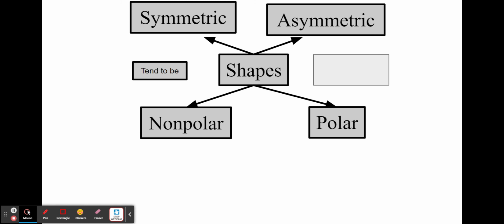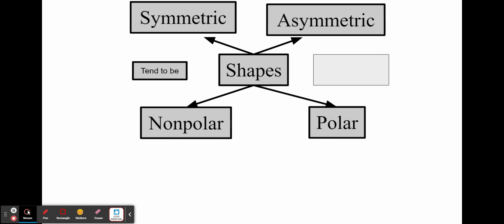Now this is water. This is a highly asymmetrical shape. All right. And this would be a polar shape. All right. Because it's bent. Again, this is bent. This is another polar shape. All right. So that's 4 electron domains.